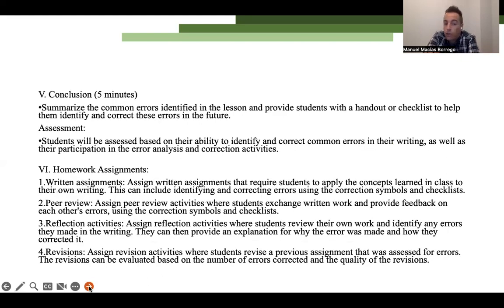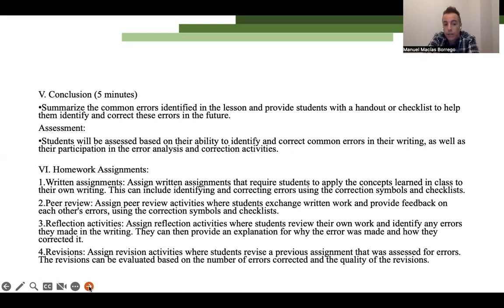Then I leave some conclusion time, approximately 5 minutes, in which I summarize the common errors identified in the lesson, and I provide students with a handout or checklist to help them identify and correct these errors in the future. How do I assess these lessons? Usually in these lessons, assessment has already been conducted by correcting and analyzing their errors per se inside the groups.